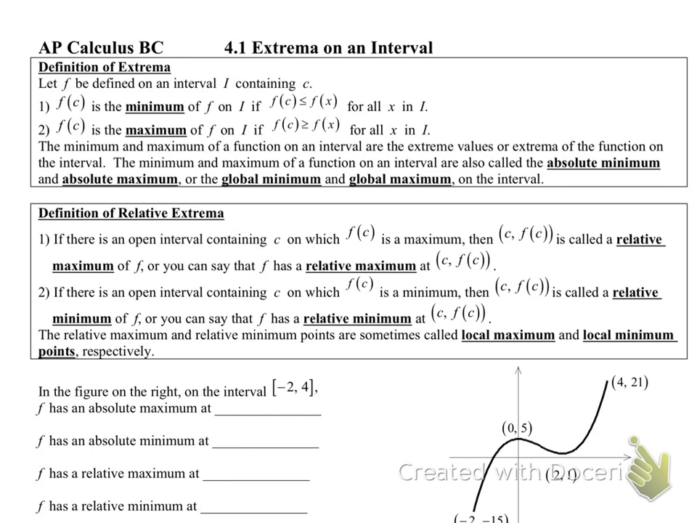F of c is the maximum of f on I if f of c is greater than or equal to f of x for all x in I. In order to verify that something is a global max or an absolute max, a global min or an absolute min, you must always check your endpoints.